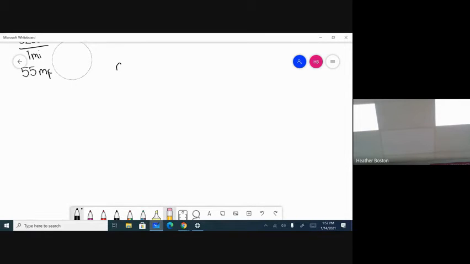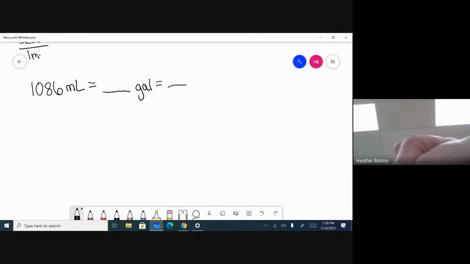Okay, I'm going to do another problem. Just make myself some space. Let's do a problem in a different section. How about we go over to volume? My given is going to be 1,086 milliliters. And we're going to calculate the number of gallons and then the number of ounces. Remember, the first thing I do is find my given and put it over 1. 1,086 milliliters.